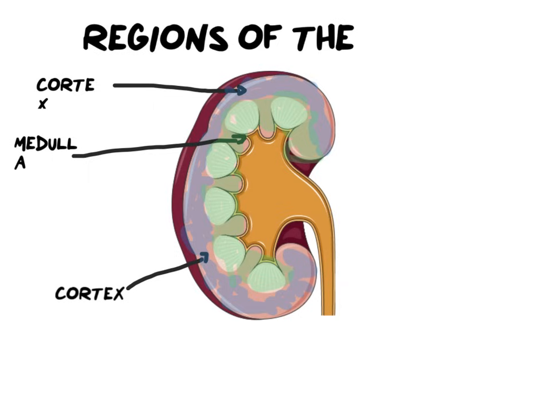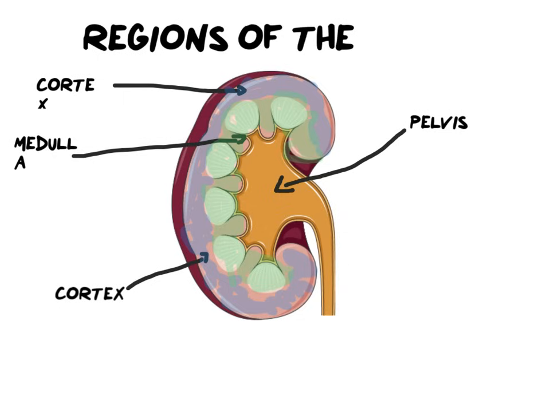The last region of the kidney that we need to be aware of is this browny yellow area over here. And this is known as the pelvis or the renal pelvis. And the renal pelvis is the innermost part of our kidney. It's basically where all of our collection of our fluid is going to take place.